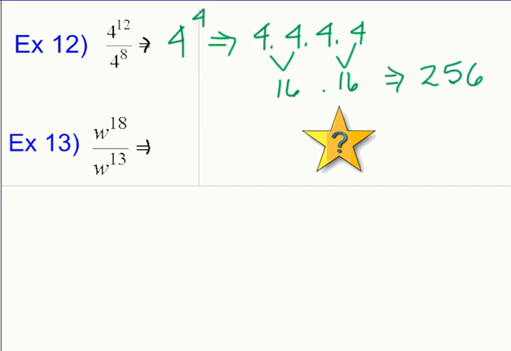Here we go in example 13. I have w to the 18th divided by w to the 13th. Same base, so we keep the w. And all I have to say is 18 take away 13. That leaves us 5. So the exponent is 5, and we're done.